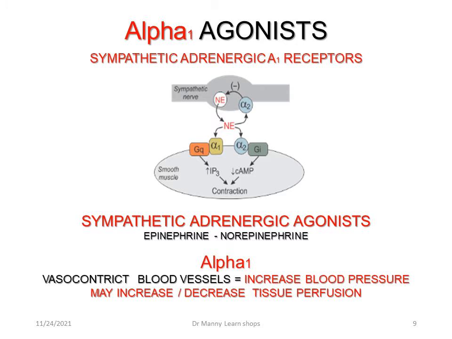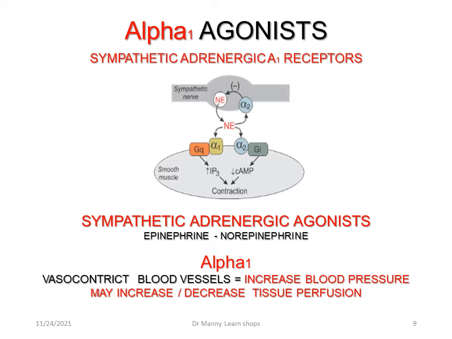When we look at the Alpha1 agonists, these are sympathetic nervous system adrenergic Alpha1 receptors that are stimulated. And the sympathetic adrenergic agonists are epinephrine, adrenaline, norepinephrine, noradrenaline. And Alpha1 agonists, if stimulated, vasoconstrict blood vessels to increase and maintain your blood pressure. They may increase or decrease tissue perfusion. It depends on why they were stimulated.